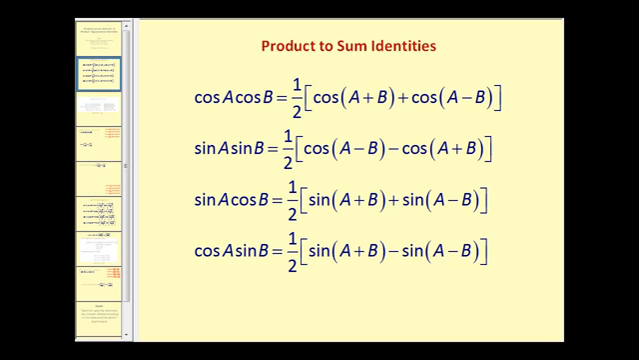So here's a list of the product to sum identities. If you take a close look at them, you'll notice they look very similar to the sum and difference identities for sine and cosine, and in fact that's how they're derived.